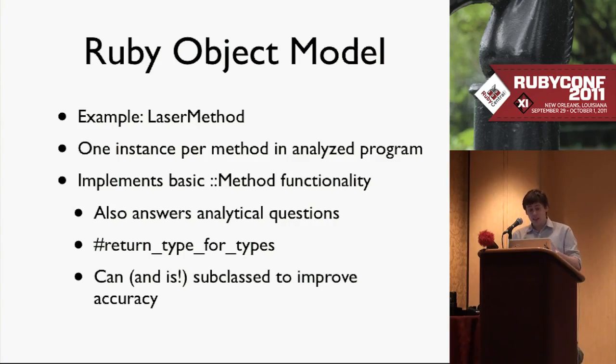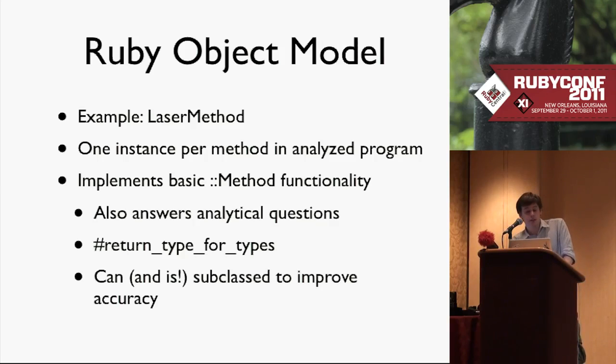But an example of this is Laser method. There's one instance of these for every method in the analyzed program. It implements the basic method functionality, and it also has methods on the method for answering analytical questions. Yield type: all you do is type whatever method.yield_type, hit enter, and it'll tell you, is it a block, optional, and so on. Return type, for example. And what's interesting is, because of this, we can subclass Laser method if we want to add more information.